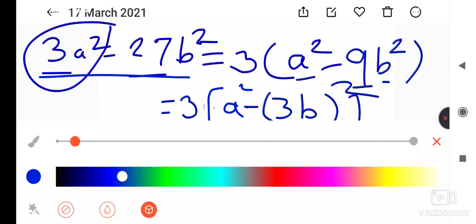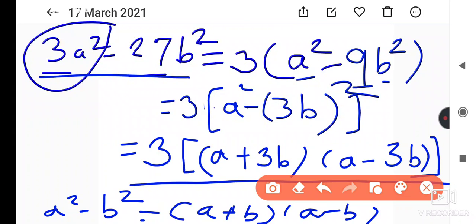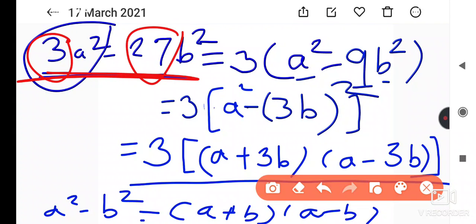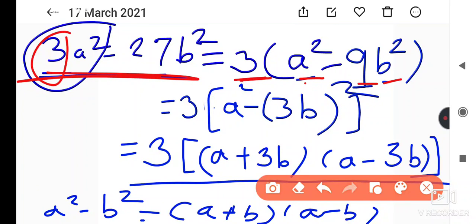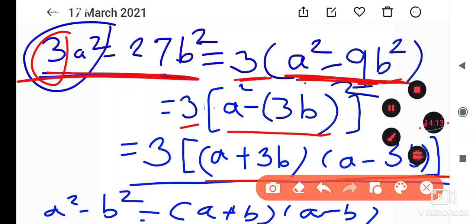Here what I told you: when the terms are not the square of any number, at that time we have to check whether there is any common multiple of both. So just take 3 outside. If 3 comes outside, here remains a square minus 9b square. Inside the bracket, a is a square, b is a square, and 9 is also a square. So we write 3 as it is, and convert it to a square minus (3b) square. Once you get this, use the a square minus b square factorization and solve the example.